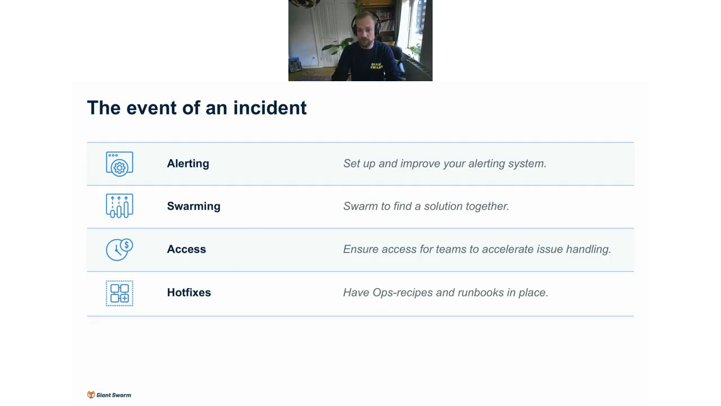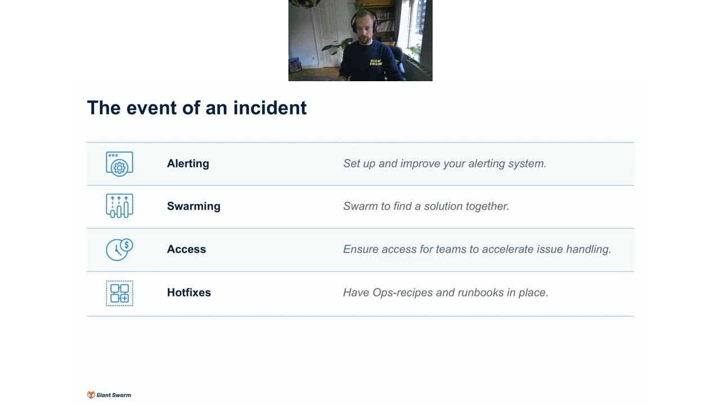The second phase is the event of an incident. So yeah, you cannot avoid incidents all the time. That's not possible, but you can prepare for it, obviously. And you can have things in place when an incident or downtime actually happens. So the first thing is obviously alerting. Set up your alerting system and make sure that the right information gets at the right time to the right person or people. And this has to be improved continuously, actually. But I'm talking about this in the next phase.